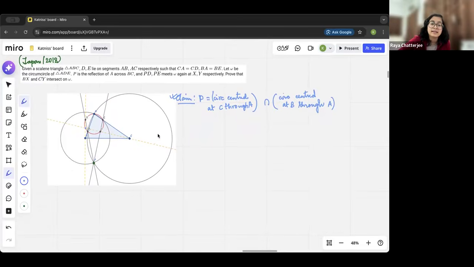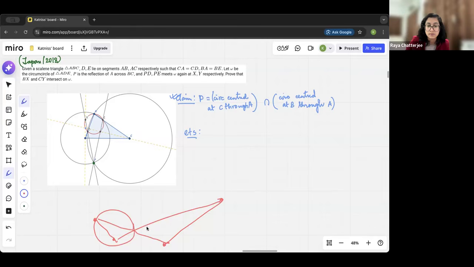So, can you see something that is enough to show, in terms of spiral similarity? Spiral similarity has a very interesting property: if you want to send AB to some CD, then you take the intersection, and you take the second intersection of the circles. So this is what spiral similarity says.